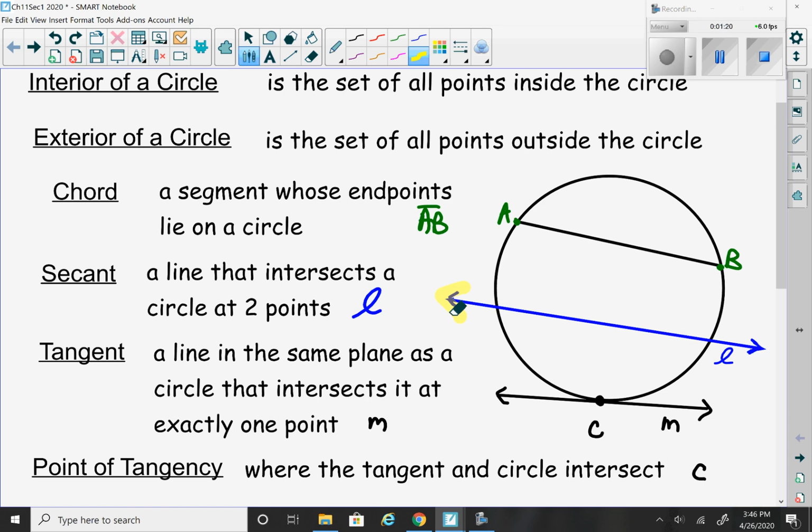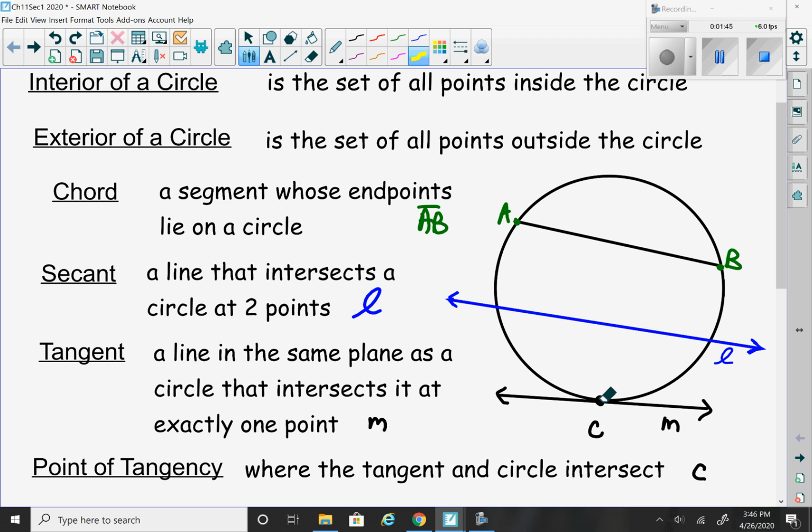That's line L. And then a tangent is a line in the same plane as a circle that intersects it at exactly 1 point. So this line M down here, again, a line extends forever, touches the circle at exactly 1 point. So that is a tangent. This point of intersection where the tangent line intersects the circle is called your point of tangency. So point C is my point of tangency.